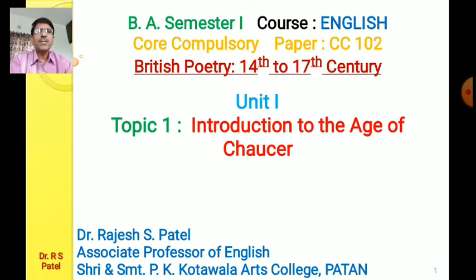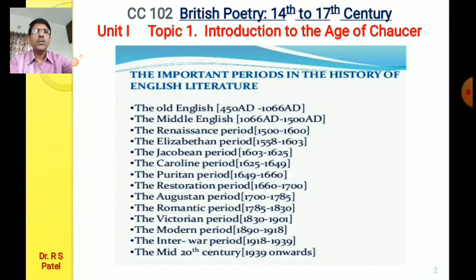But before that, let us see what these ages are. In this century, what is the name of the age from where the history begins? In the next slide, you can see the list of the ages, the important periods in the history of English literature. The first name written here is the Old English. Old English period from 450 to 1066, and the Middle English period is 1066 to 1500.